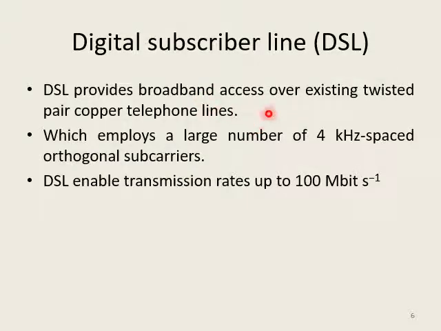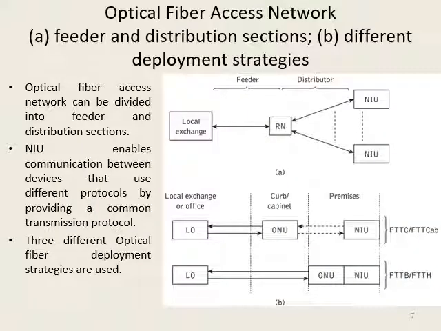So basically we are using telephone lines, that is twisted pair cable, which employs a large number of 4 kilohertz spaced orthogonal subcarriers, and DSL enables a transmission rate of around 100 Mbps. So DSL normally employs 100 Mbps as a speed. That is what we can take from DSL.